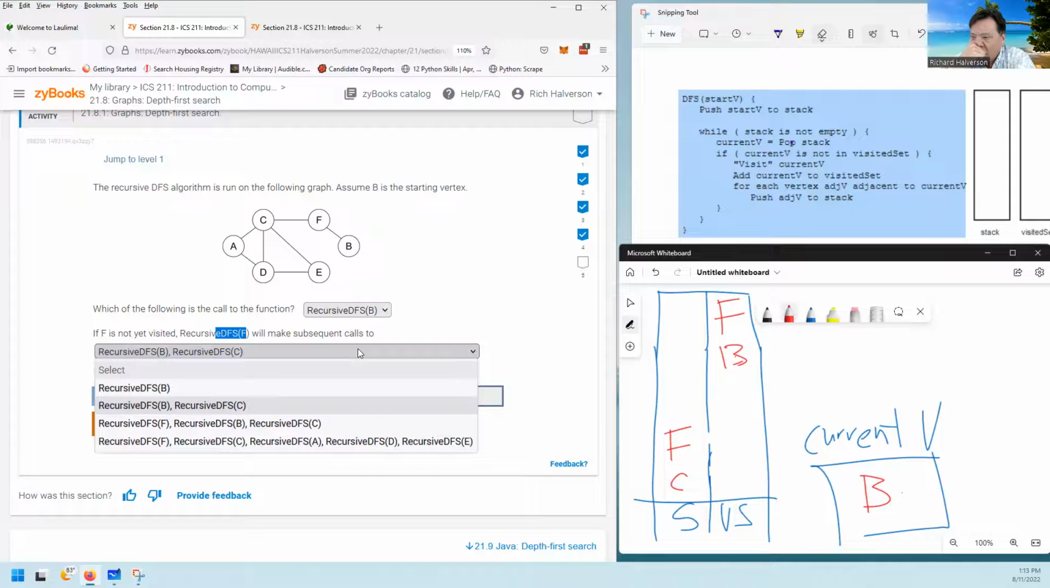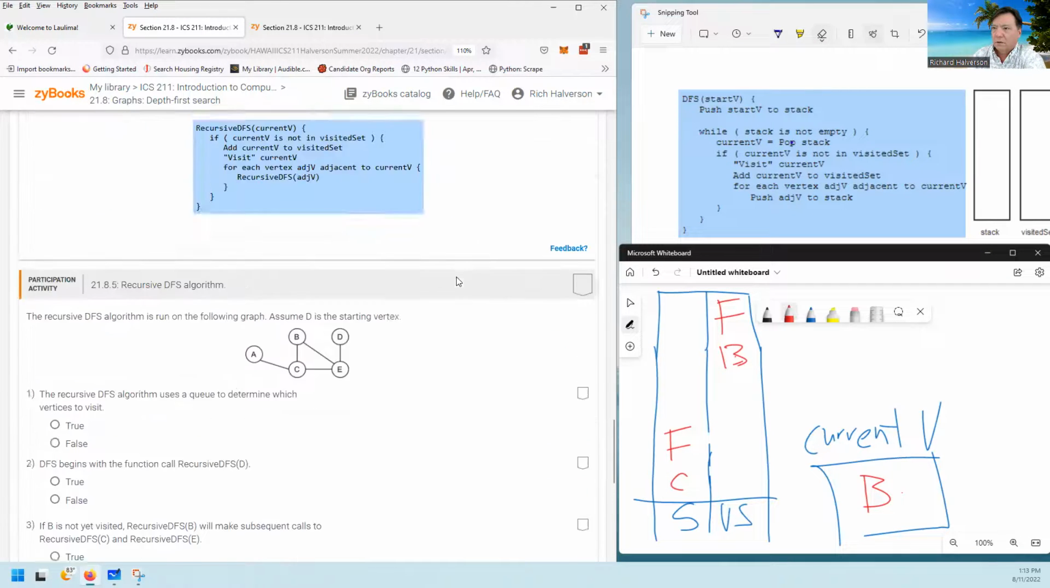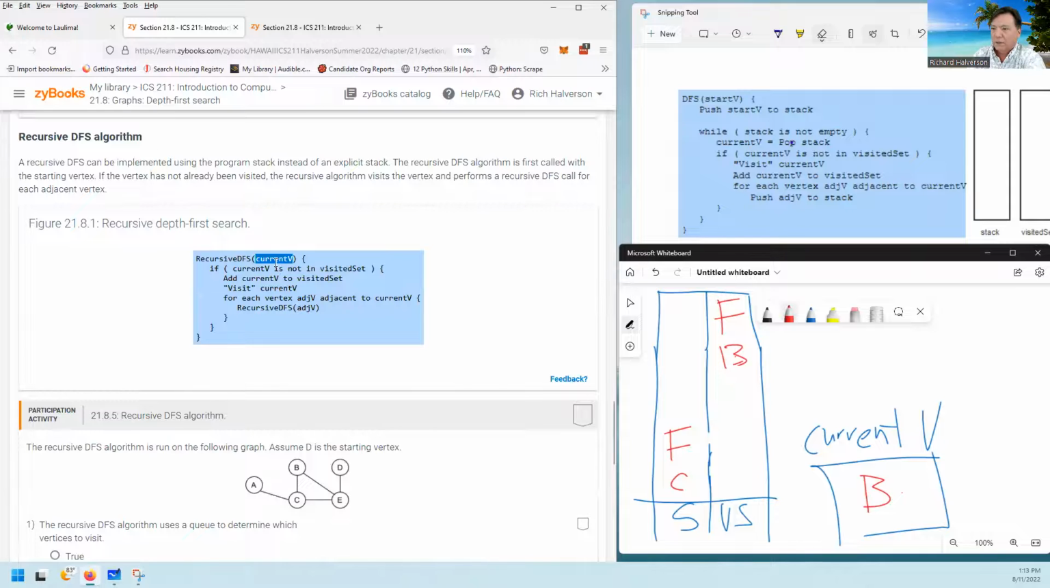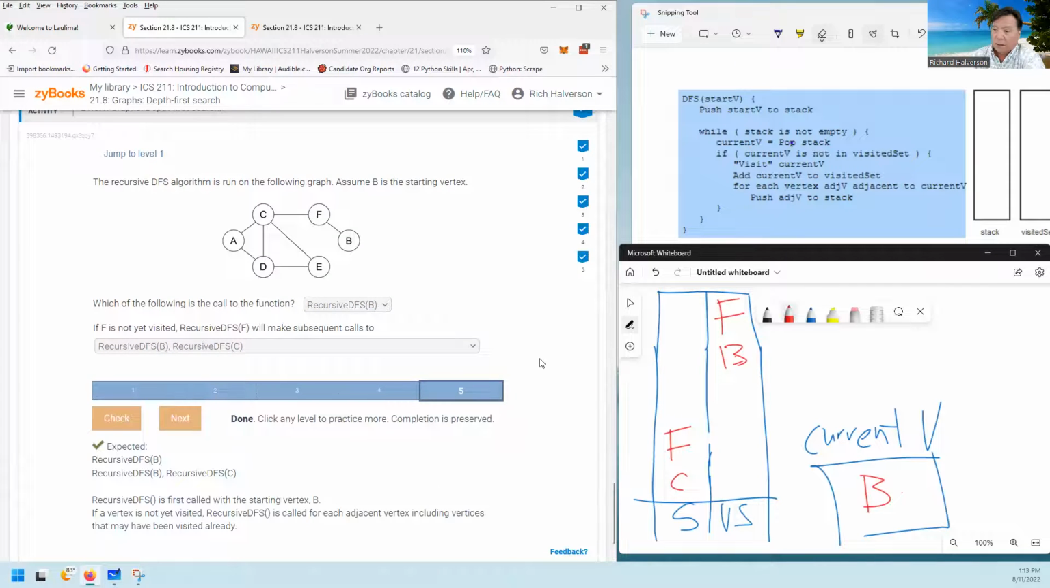Recursive DFS F goes through this loop. DFS F is going to call recursive DFS on the vertices that are adjacent to the current vertex. So I'm going to say that's the answer. And it looks like that's the answer.